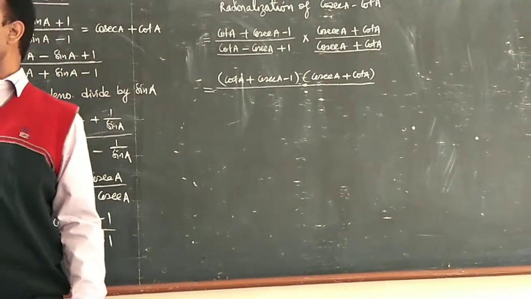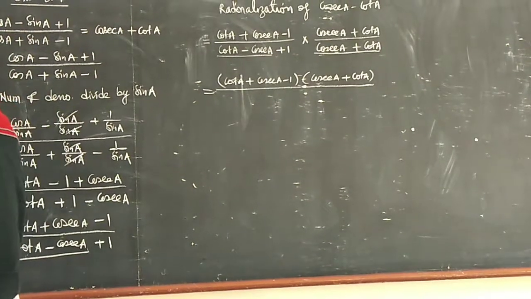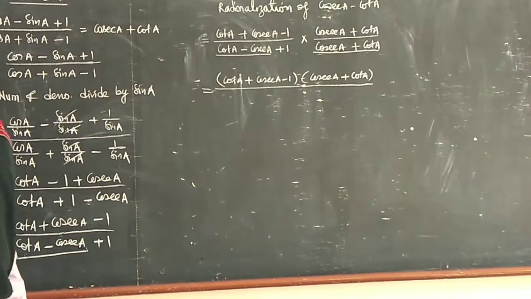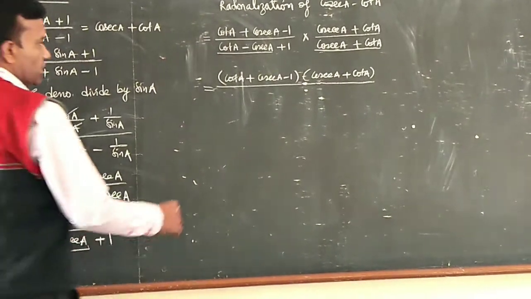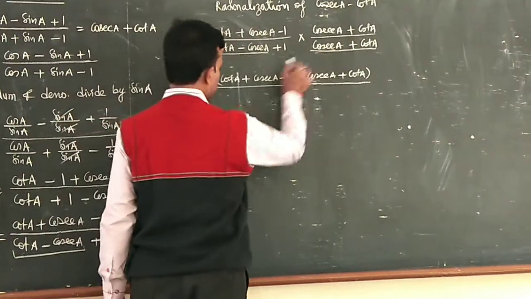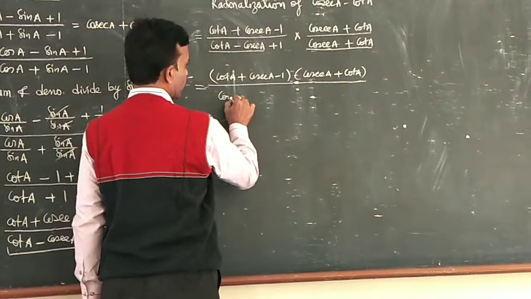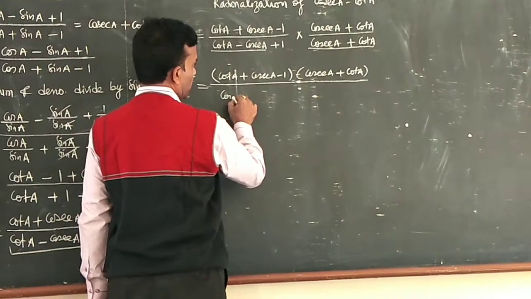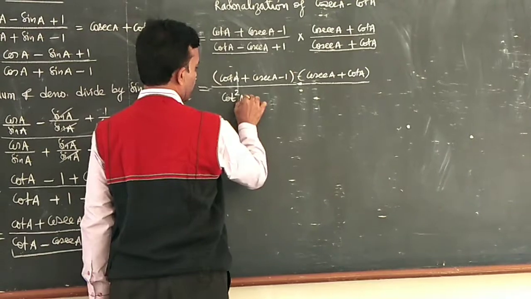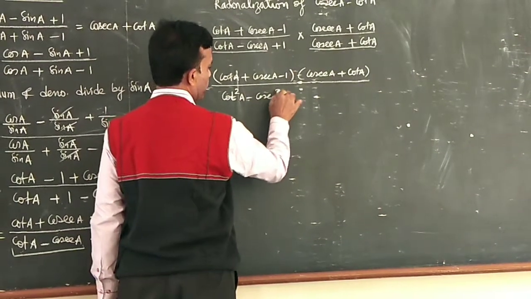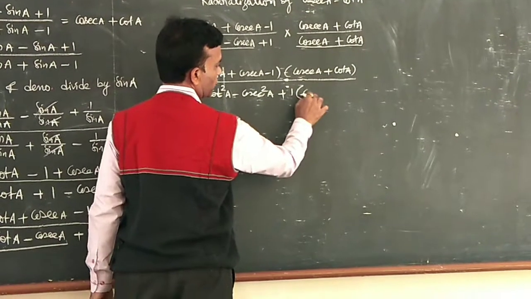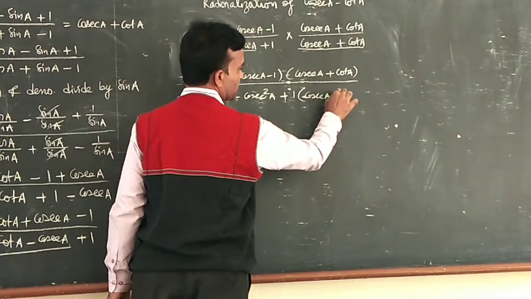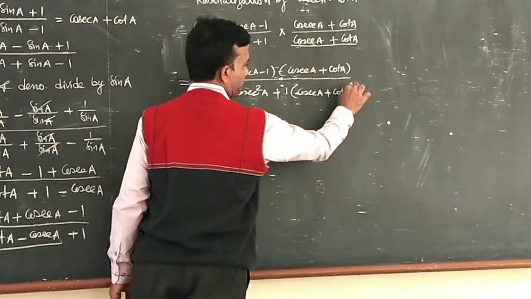Use the identity (a minus b)(a plus b). What do you mean by that? It is a square minus b square. So this value multiplied by this value gives cot square A minus cosec square A, and then 1 multiplied by this. So you write down the whole term as it is, cosec A plus cot A.